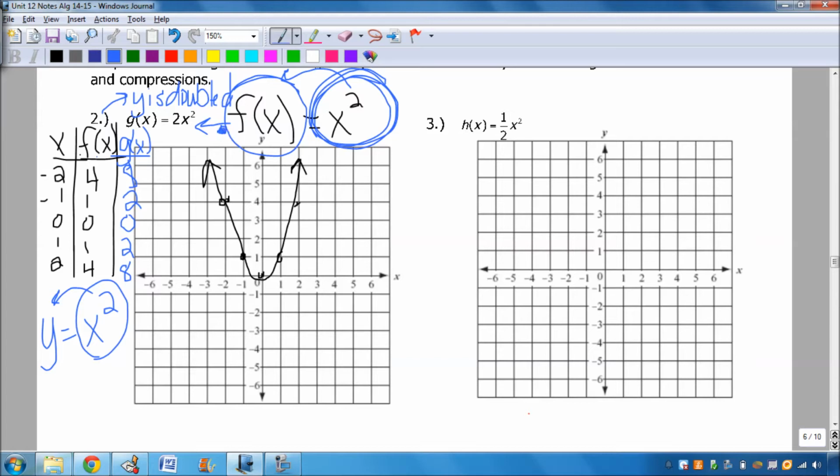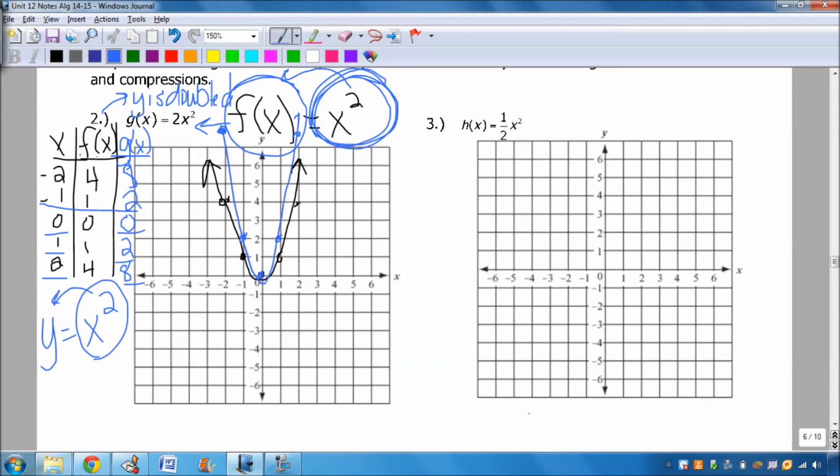And then at -1, 2, that's my new coordinate right here. My new coordinate after that is still 0, 0, because when you double 0, it stays the same. 1, when you double it, will become 2. And then 2, when you double it, will become 8. So this is what our graph will look like.